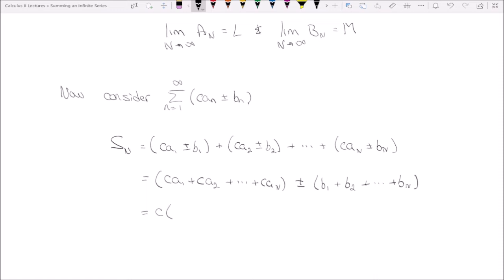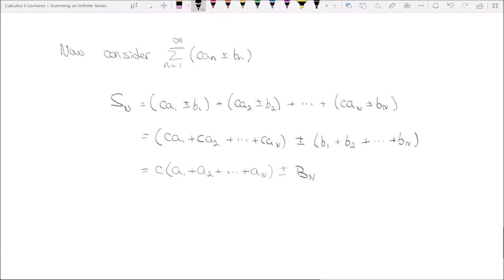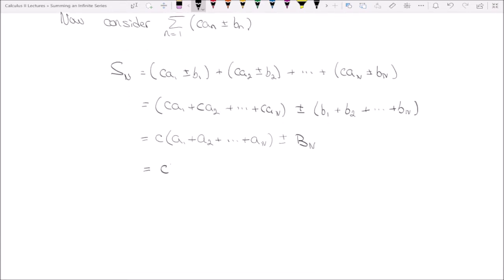That first grouping, we can factor out a c. That second grouping, isn't that the nth partial sum for b? So that'd be b sub n. But now that first grouping is this, isn't it? It's the partial sum for a sub n, right? So we have S sub n is equal to this.